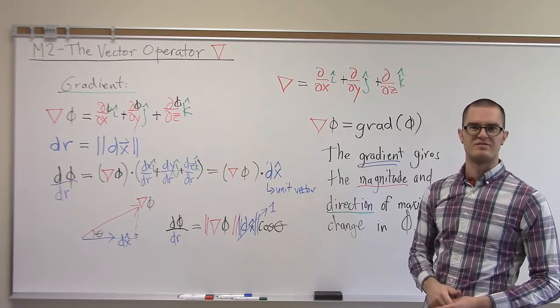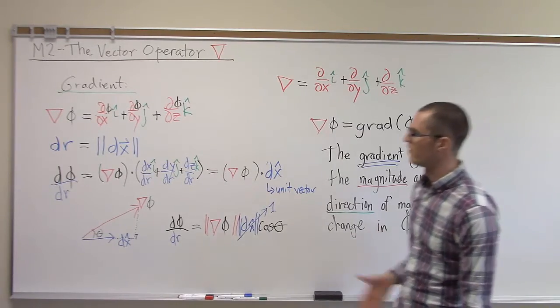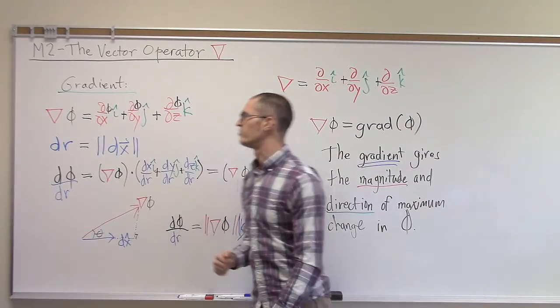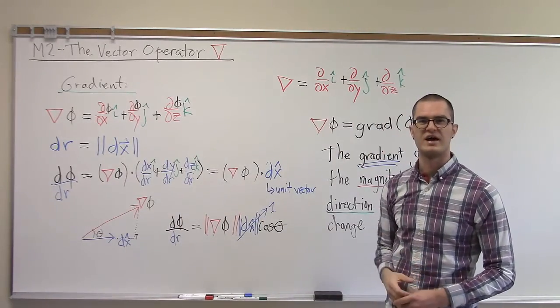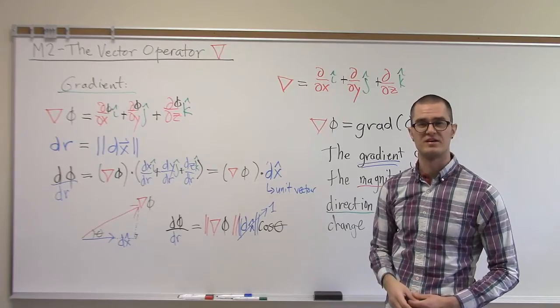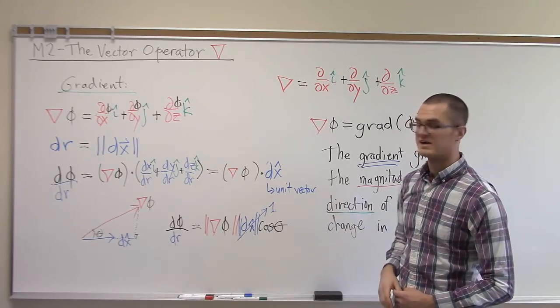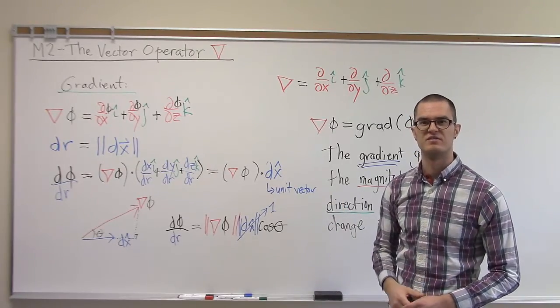In our next video, we'll take a look at how we got this through scalar multiplication, and we'll look at how the other types of vector products can be combined with this vector operator to give us different operations.